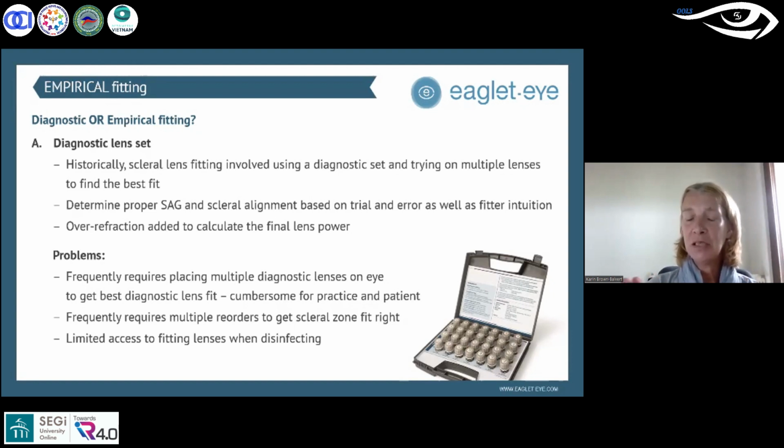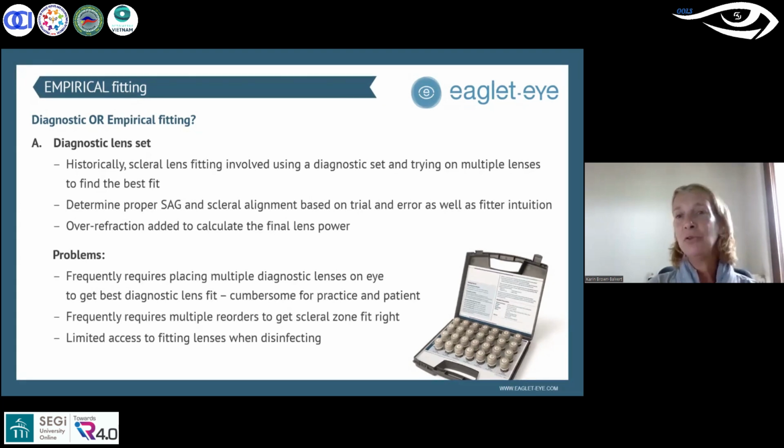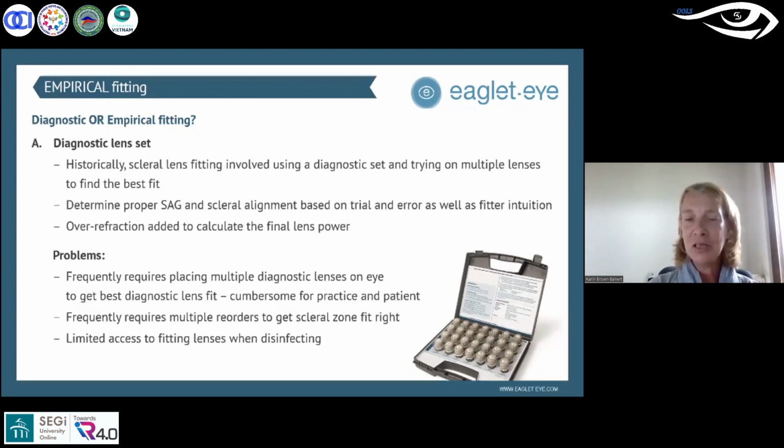In some places, I know in the UK for a long time we were not allowed to use trial lenses. They either had to be sent back to the manufacturer to get them cleaned, or you had to throw them away and start again. I know there are some institutions in the United States where they will not let you reuse trial lenses. So again, it could cause a problem from that point of view.